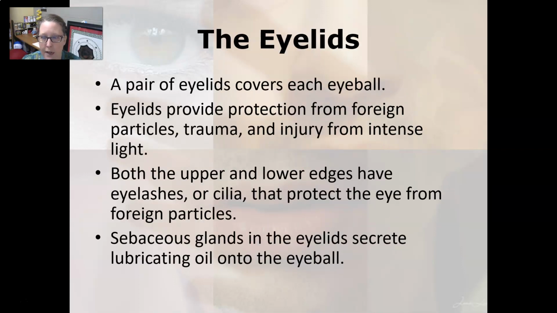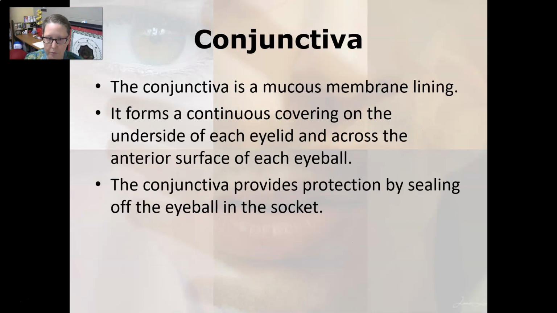The eyelids, there's a pair of eyelids that cover each eyeball. Eyelids provide protection from foreign particles, trauma, and injury from intense light. Both the upper and lower edges have eyelashes or cilia that protect the eye from foreign particles. And then sebaceous glands in the eyelids secrete lubricating oil onto the eyeball.